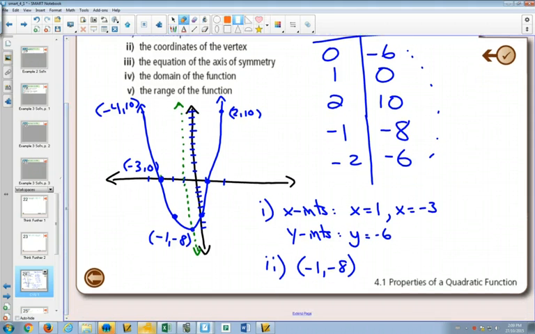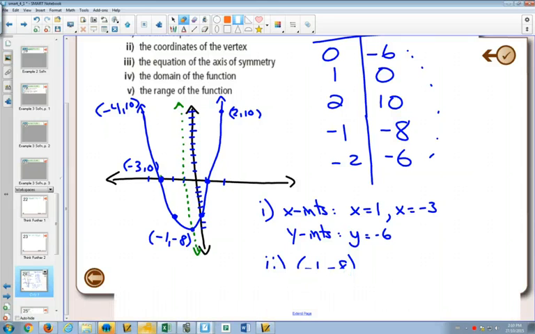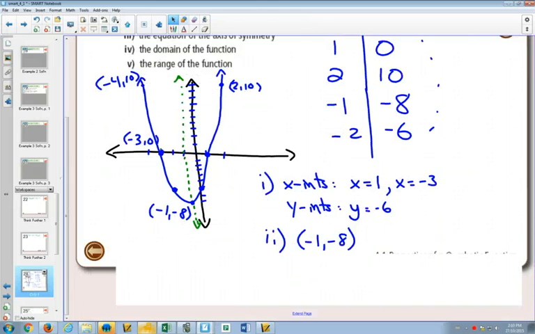Part 3, the equation of the axis of symmetry. When we have an axis of symmetry, anytime you have a vertical line, your equation is always x equals, and it's x equals whatever value it's going through. So it'll be x equals -1. So our axis of symmetry, the equation is x equals -1.